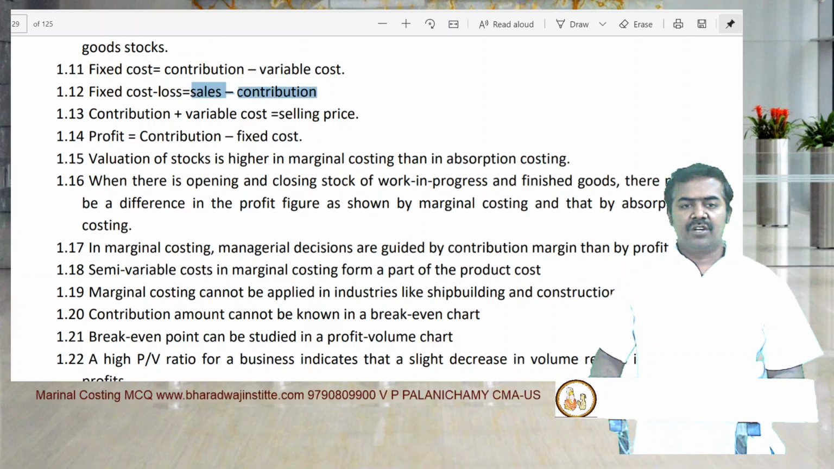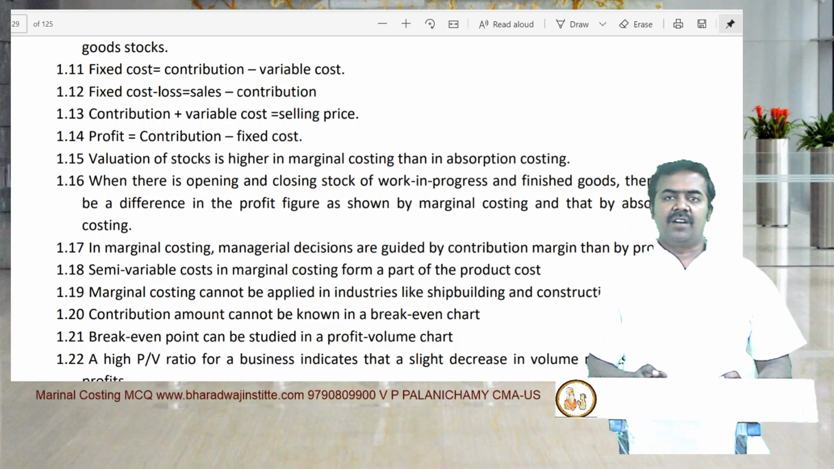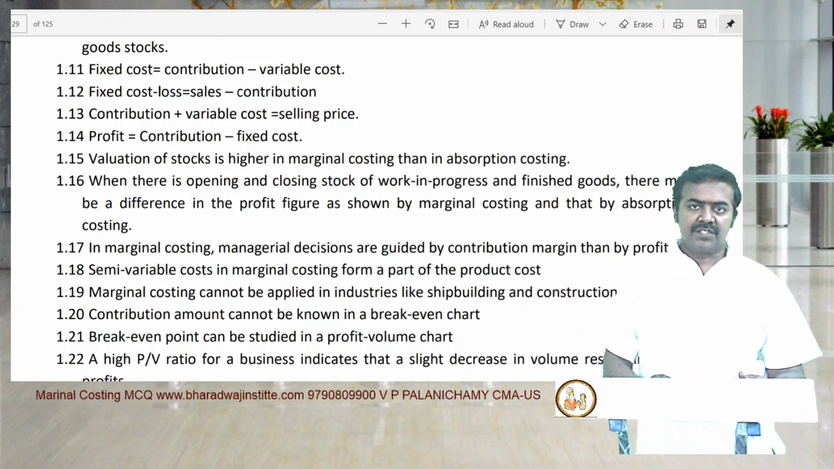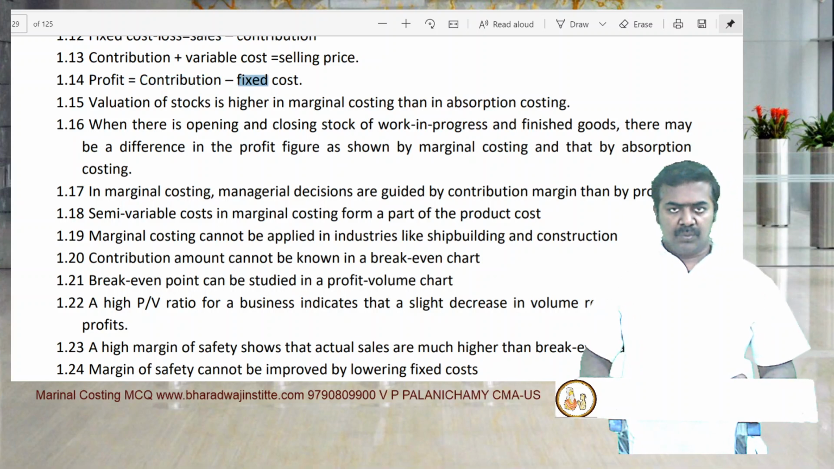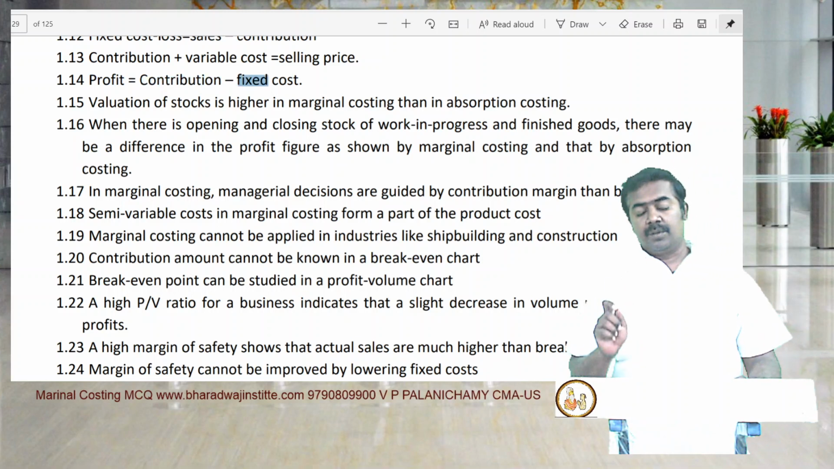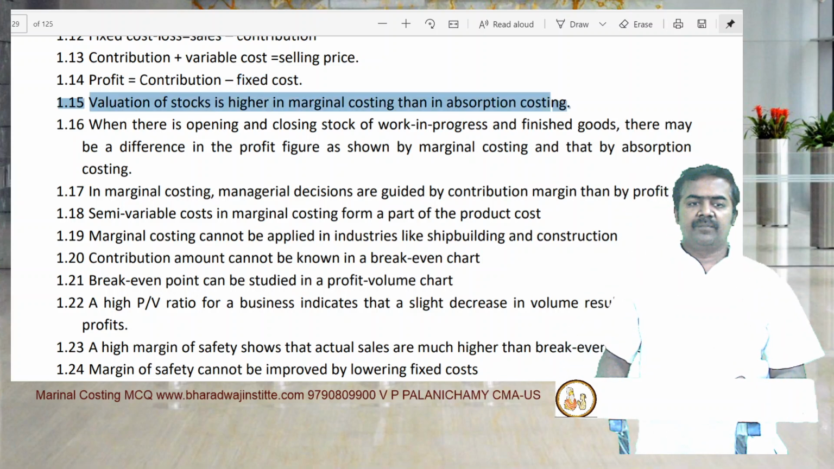False. Contribution plus variable cost is equal to selling price. True. We know selling price is equal to variable cost plus contribution, or we can say contribution is equal to selling price minus variable cost. Contribution is equal to selling price minus variable cost. So when you interchange, okay, contribution plus variable cost is equal to selling price. Profit is equal to contribution minus fixed cost. True. We had seen in marginal costing statement, income statement, first class itself, contribution minus fixed cost gives you profit.